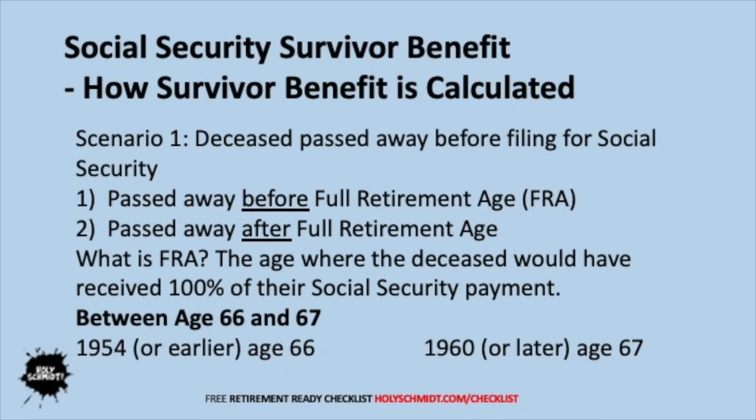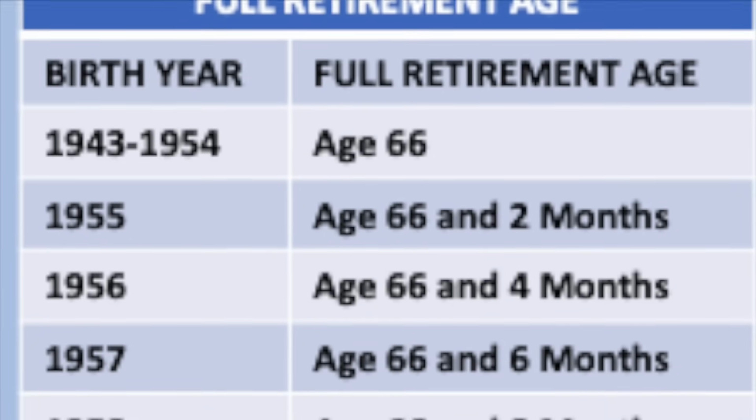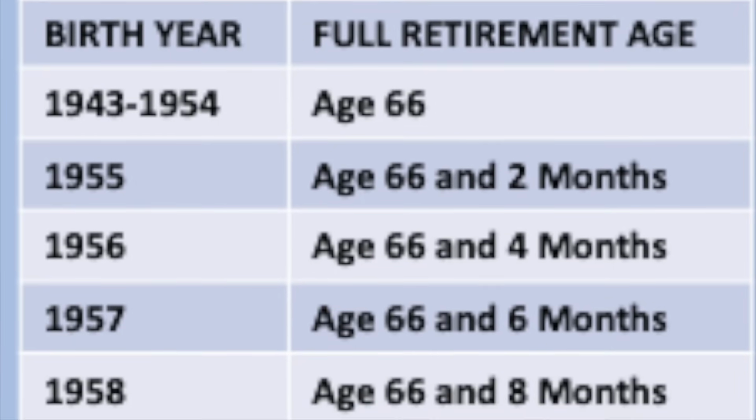born. If they were born in 1954 or earlier, their full retirement age is age 66. If they were born in 1960 or later, their full retirement age is age 67. For the time in between, for every year past 1954, you add 2 months to the full retirement age. So if someone was born in 1955, their full retirement age would be 66 years and 2 months.